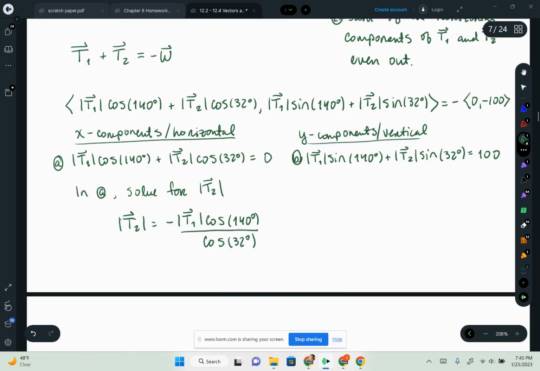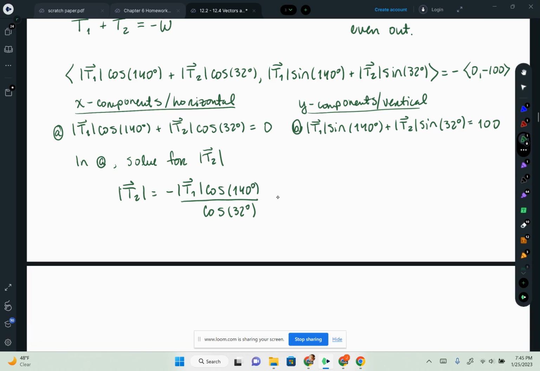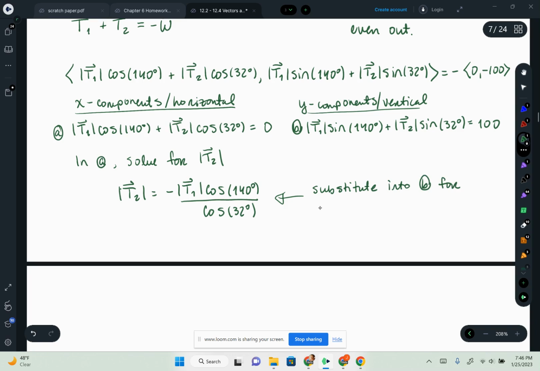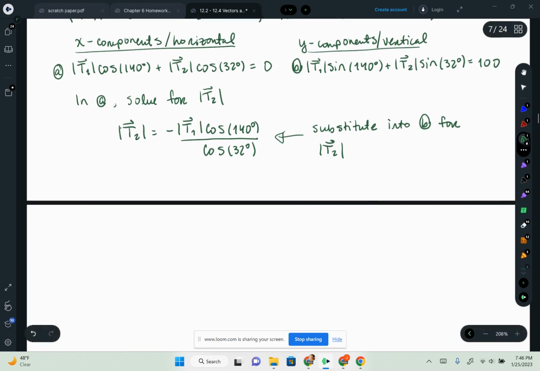Okay, we're going to take this value, this magnitude of T2, and we're going to substitute it into B for the magnitude of T2. And that's going to allow us to get an equation with one unknown that we can solve for.